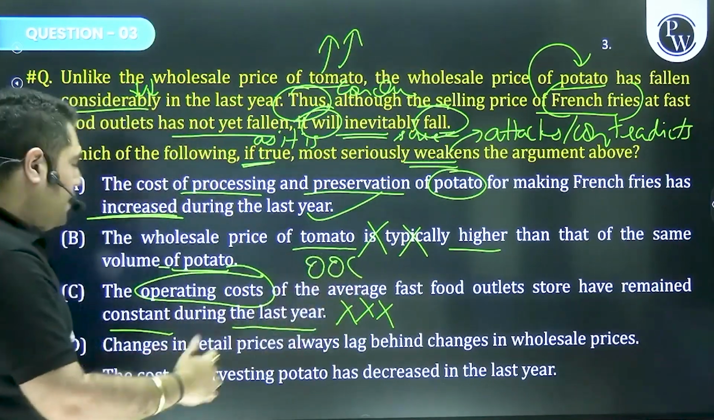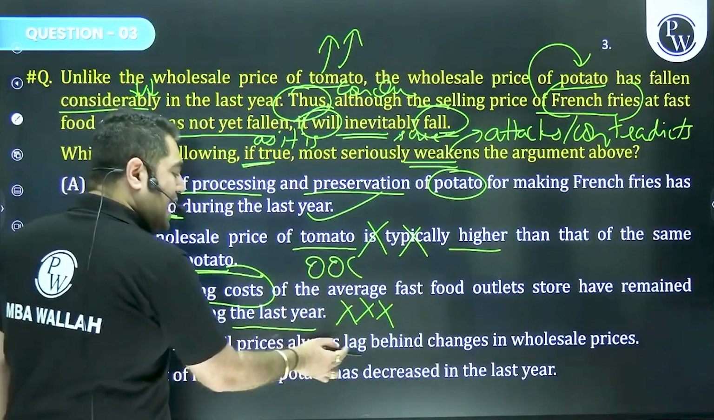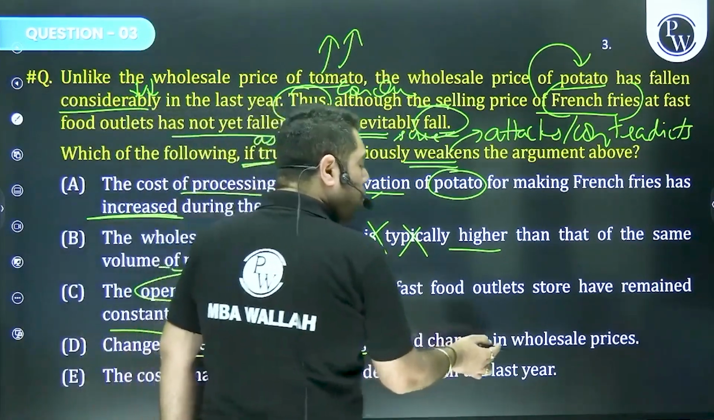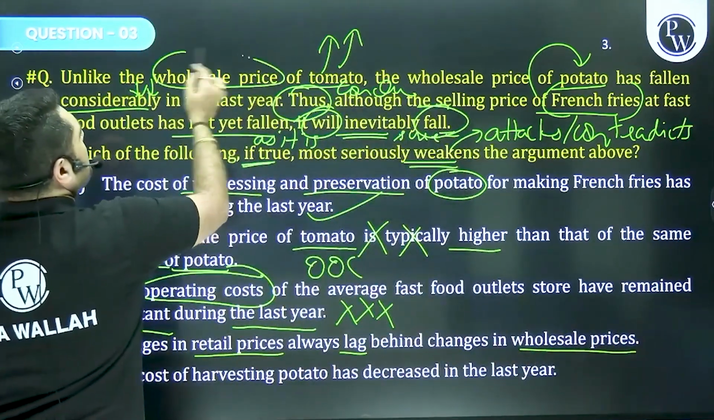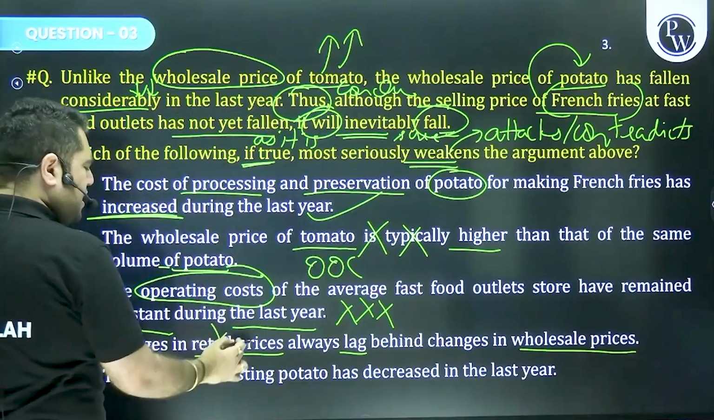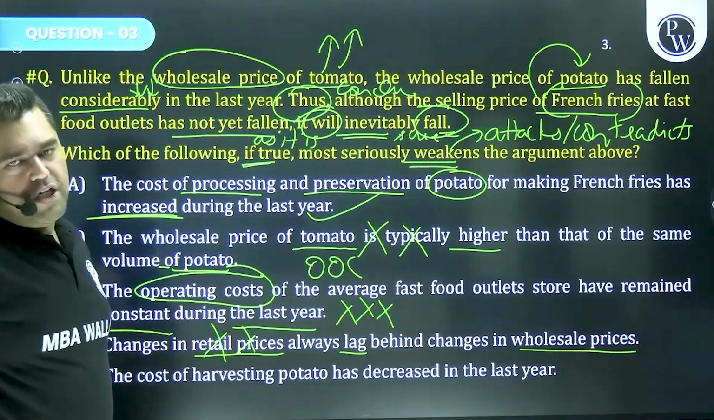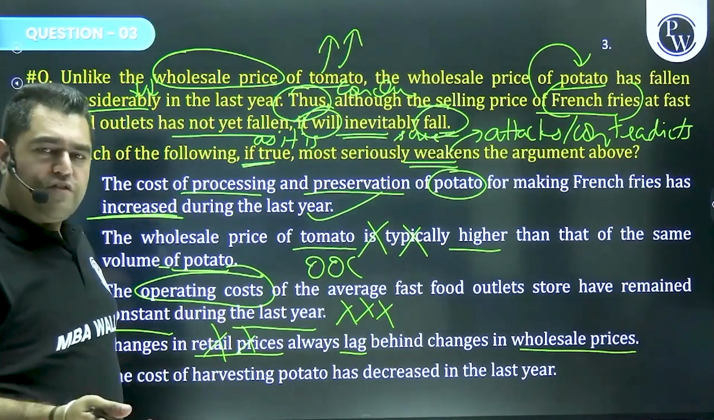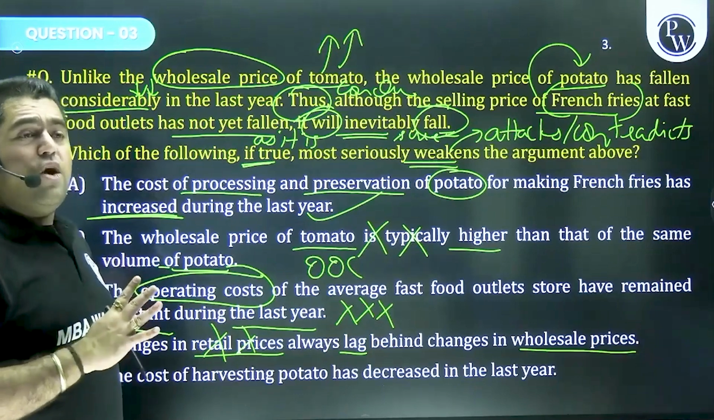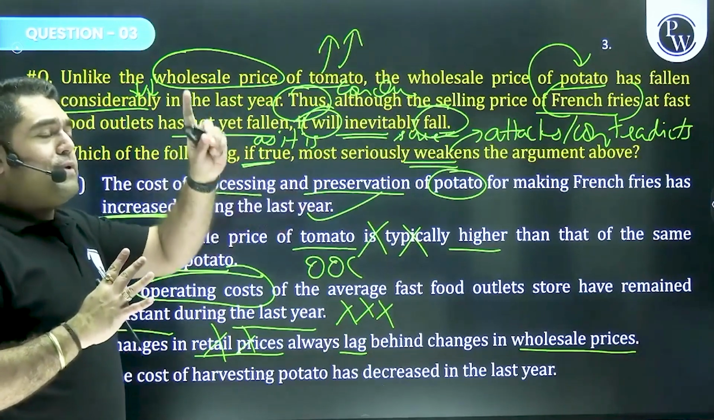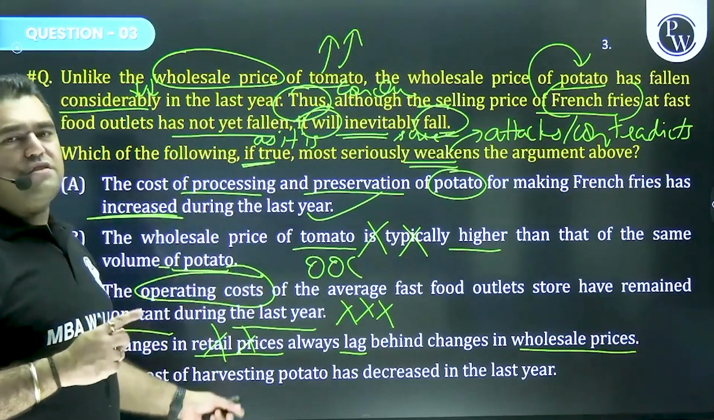Reject. Next, changes in retail prices always lag behind changes in wholesale prices. Not bad. Wholesale price is given. People, now where did retail price come from? Out of context. You might say, sir, McDonald's French fries is retail price, but that is still out of context because we are just saying wholesale prices have fallen, prices of French fries will fall. Now you give something opposite of that. This is not the opposite.